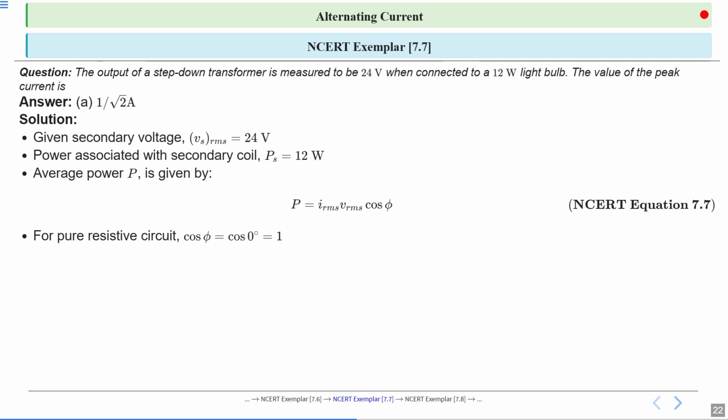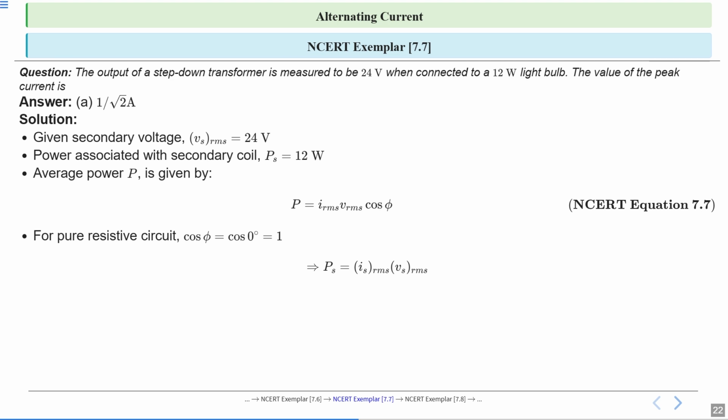For a pure resistive circuit, cos phi equal to cos 0 degree. For a pure resistive circuit, phi is equal to 0. The phase difference between voltage and current is 0. So cos 0 degree is 1. So P average, or we can say PS, will become equal to IS RMS VS RMS. PS is the power associated with the secondary coil or the rated power of the light bulb, which is equal to IS RMS, the RMS current through the secondary coil, times VS RMS, the secondary voltage.